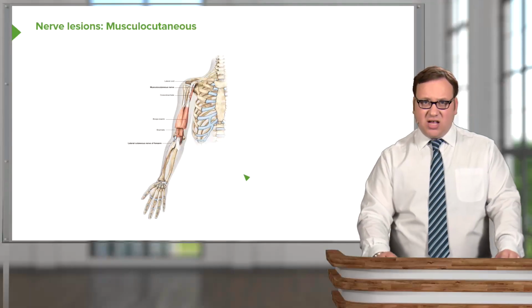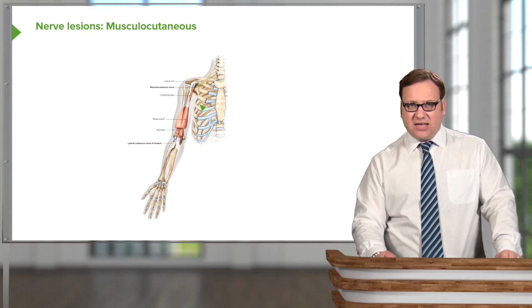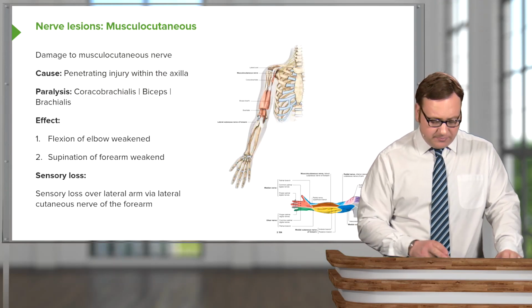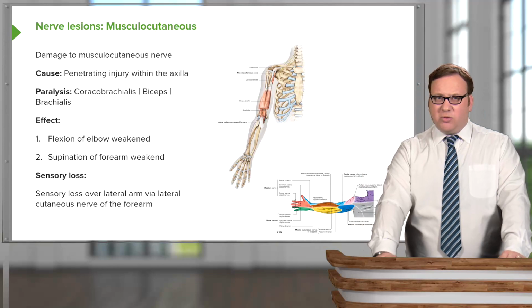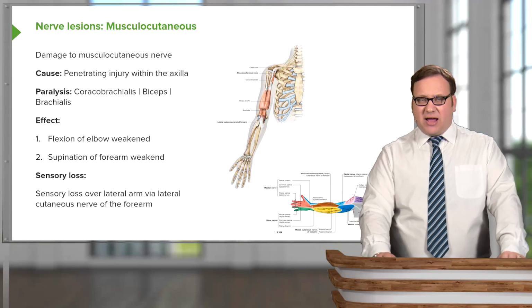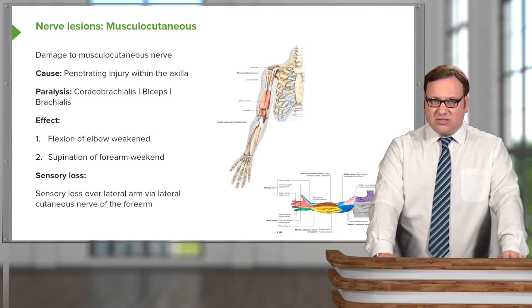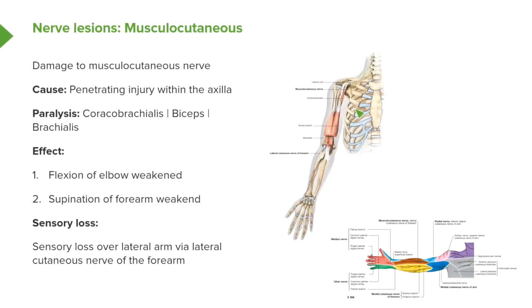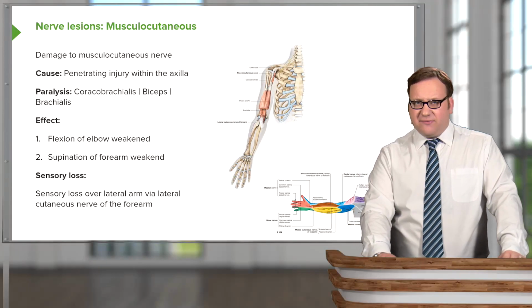Remember, the musculocutaneous nerve, as we can see on the screen here, is involved in supplying muscles within the anterior compartment of the arm. So damage to the musculocutaneous nerve, which can happen as a penetrating injury within the axilla, maybe during a fight perhaps, can lead to paralysis of the muscles it supplies. So remember, it supplies coracobrachialis, biceps brachii, and brachialis.